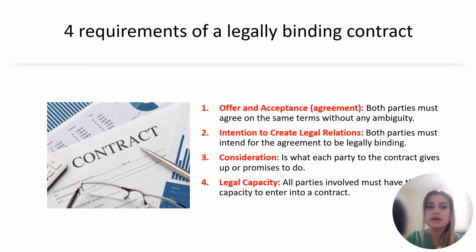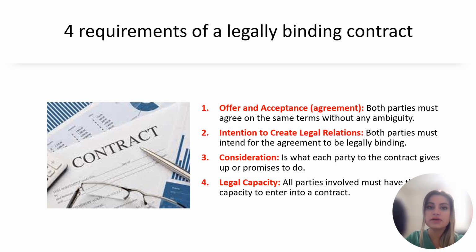The second requirement would be intention to create legal relations. For example, social and domestic agreements like casual promises among friends may lack this intention. This can also be shown by use of formal language like "I agree to," and it is important because it shows the seriousness of the parties' intention to accept both benefits and obligations of the agreement.